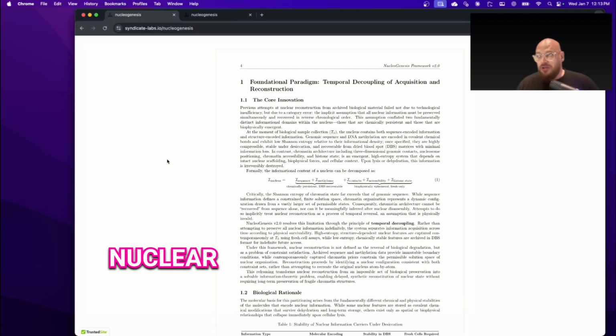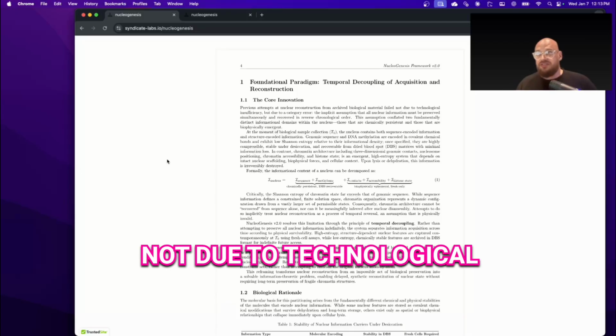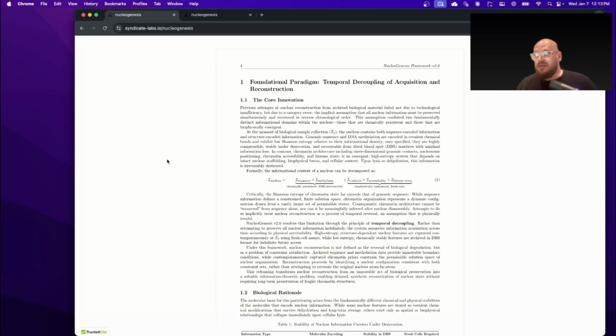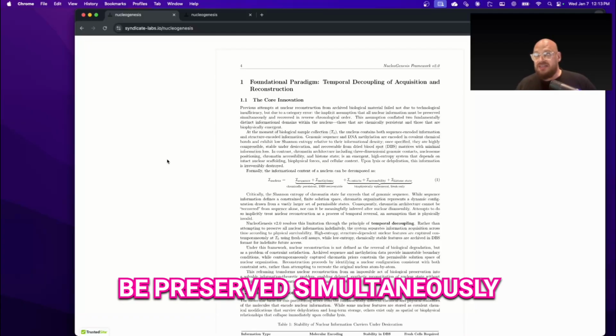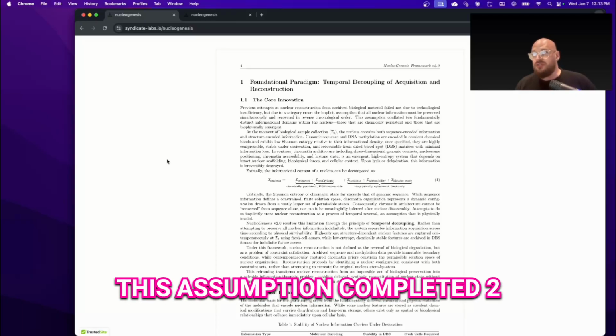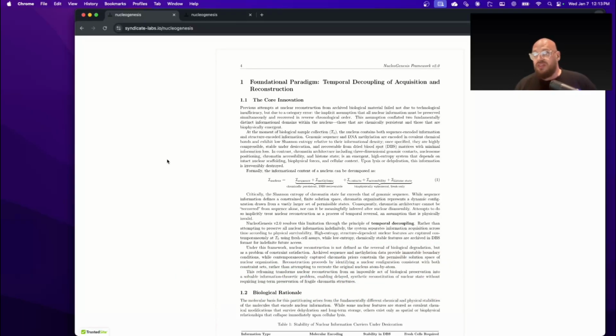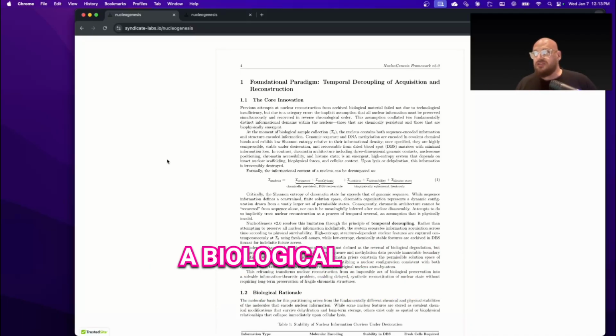Previous attempts at nuclear reconstruction from archival biological material have failed, not due to technological insufficiency, but due to a category error: the implicit assumption that all nuclear information must be preserved simultaneously and recovered in reverse chronological order. This assumption conflated two fundamentally distinct informational domains within the nucleus, those that are chemically persistent and those that are biophysically emergent. So at the moment of biological sample collection, the nucleus contains both sequence-encoded information and structure-encoded information. So both sets of information.